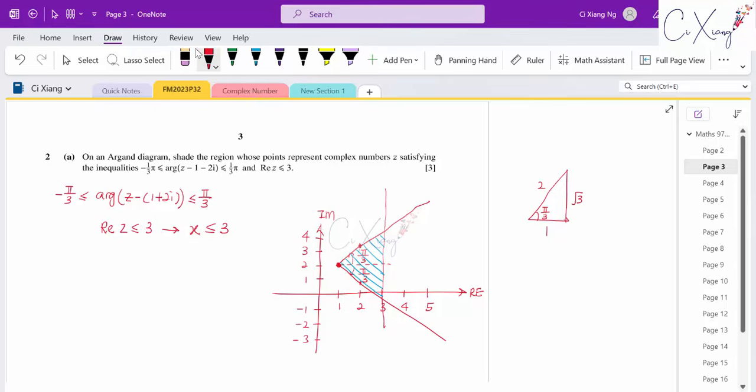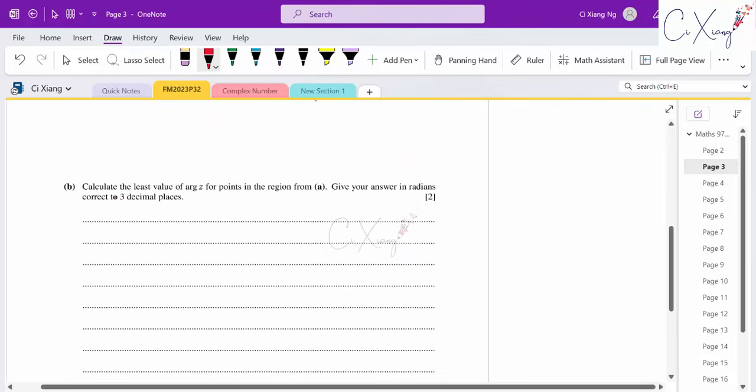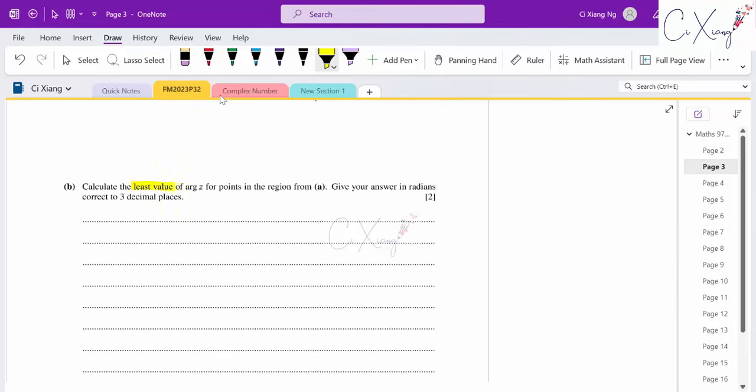Alright, let us proceed to part B. For part B, they are asking to calculate the least value of argument z for points in the region from part A. Give your answer in radians, correct to 3 decimal places. First of all, we need to decide where is the least value of argument z.